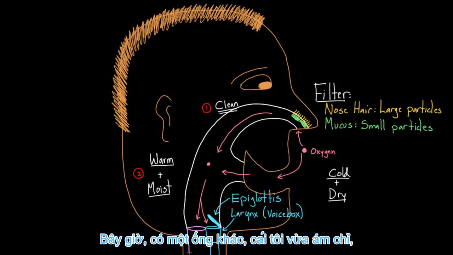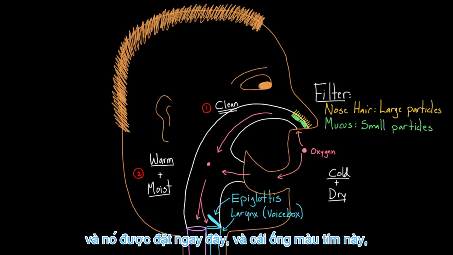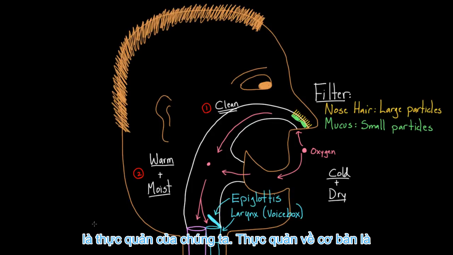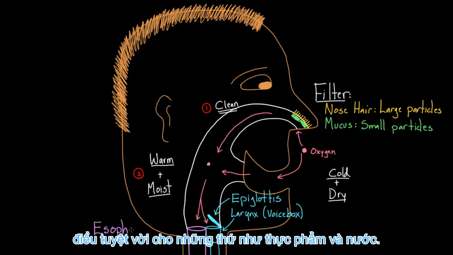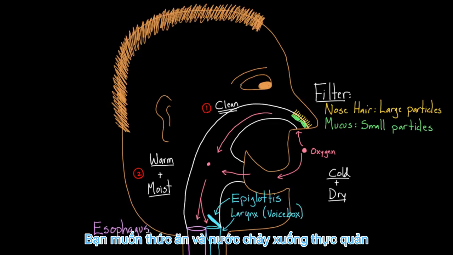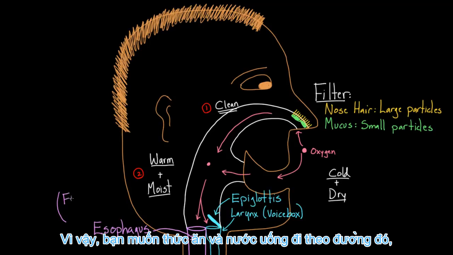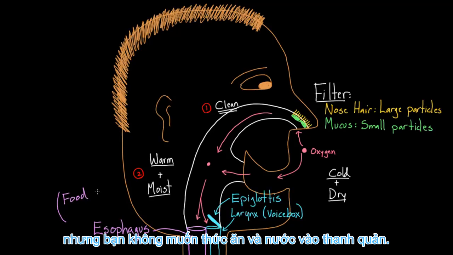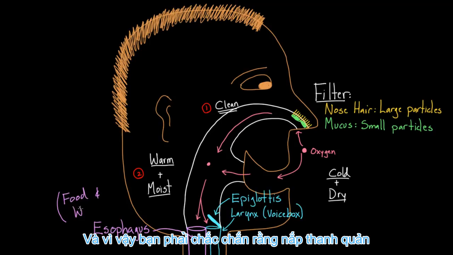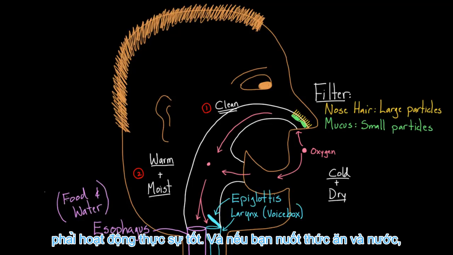Now there's another tube I just alluded to, and it's sitting right here. And this purple tube is our esophagus. So the esophagus is fantastic for things like food and water. You want food and water to go down the esophagus because it's going to lead to the stomach. So you want food and water to go that way, but you don't want food and water to go into the larynx. And so you want to make sure that the epiglottis, that lid, is working really well.